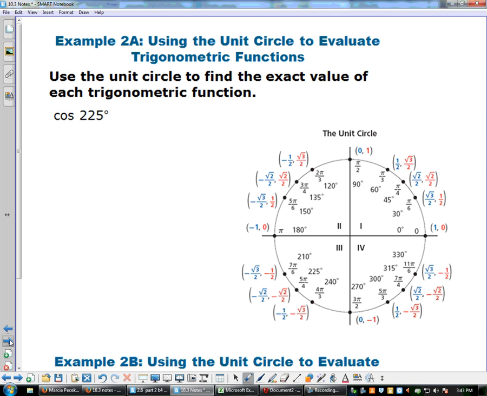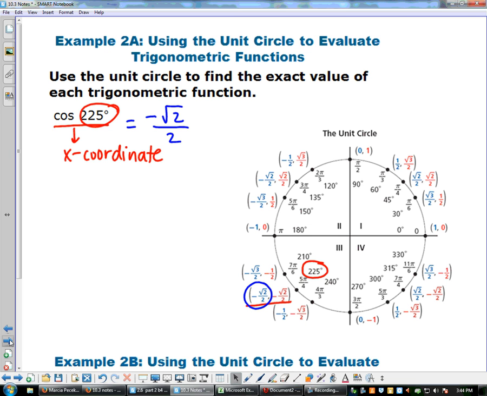From what we just talked about, the cosine of an angle is always going to be its x-coordinate. If I take a look at the angle I'm given, 225 degrees, my first step is to look on my unit circle and find where I see 225 degrees listed. That happens to be down here in quadrant 3, which would make sense. It's between 180 and 270. I'm going to look at the ordered pair that goes with that. The cosine is the x-coordinate, so the cosine of 225 degrees will equal negative square root of 2 divided by 2.